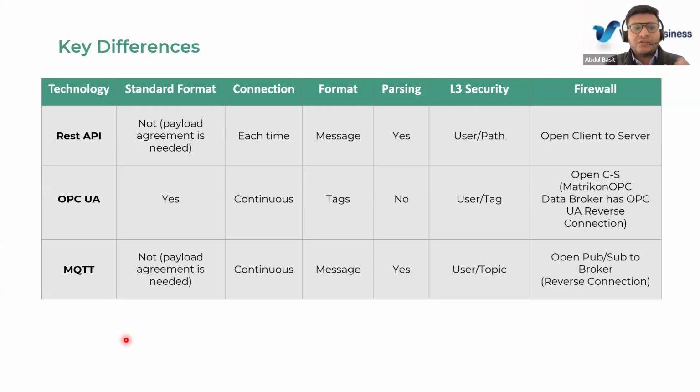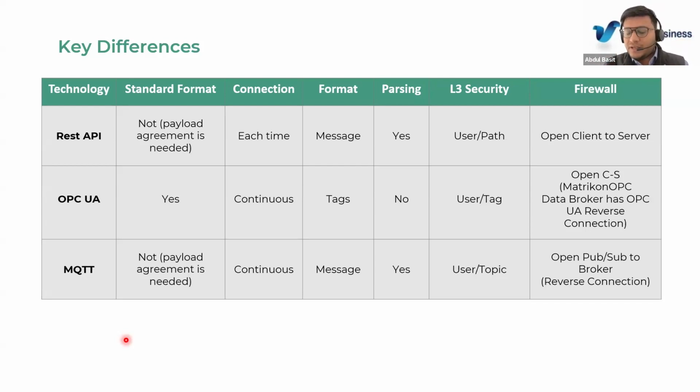So the firewall configuration in case of REST APIs, you need to open from client to server. You need to open at least one port to establish this communication. In case of OPC UA, normally you also need to open from client to server. You have an OPC client and OPC server, and if there is a firewall in between, you need to open from client to server. But for example, if you are using Metricon OPC data broker, it also allows OPC UA reverse connectivity. Reverse connectivity is also incorporated in the technology, but most of the time it's not being used. In case of Metricon OPC data broker, you can have the reverse connectivity feature.